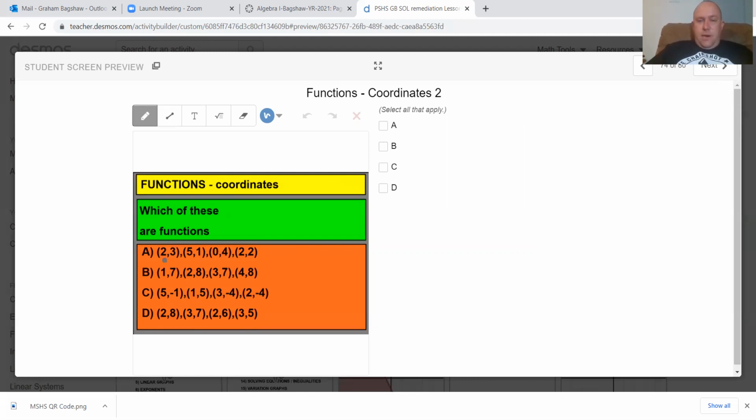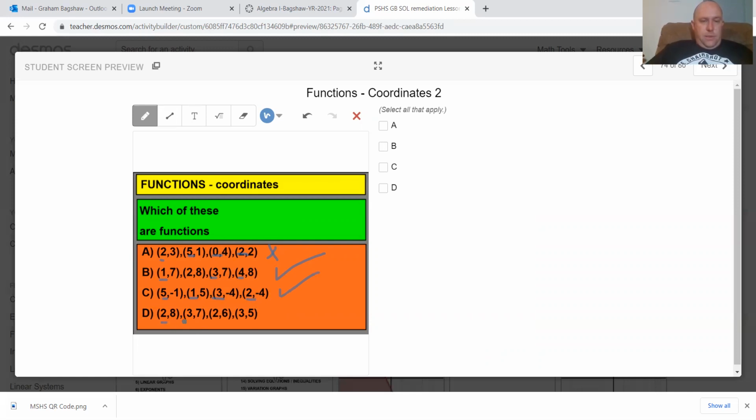So what we're looking for is no repeat x values. So I see 2, 5, 0, and 2. There's a repeat on 2 here, so that one is no good. 1, 2, 3, 4. They're all different, so that's good. Don't care about the repeat 8s because they're y values. 5, 1, 3, and 2. They're all different, so that's good.